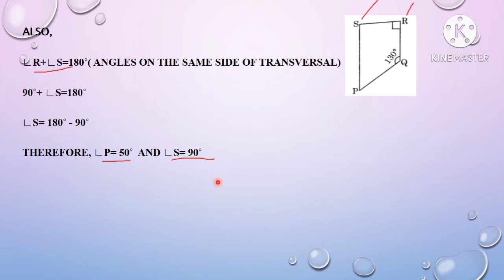Okay, children, so here we are applying angles on the same side of a transversal. The sum of angles on the same side of a transversal is equal to 180 degrees. That concept we are applying here and finding the missing angles. Okay, children, now let's see the next part.